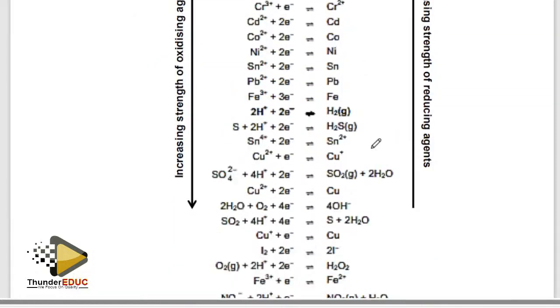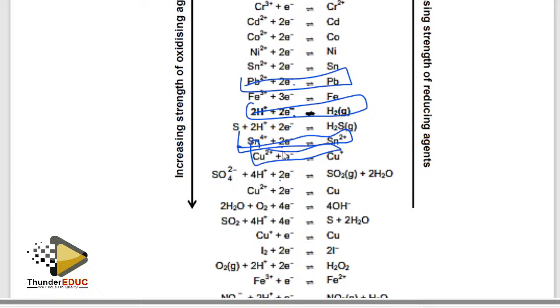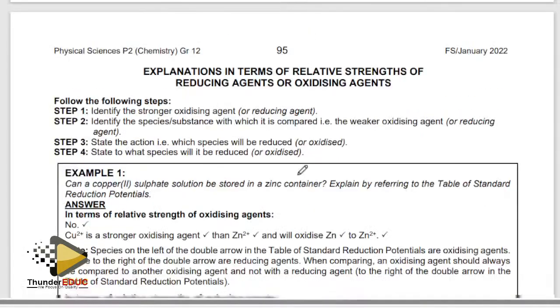For example, I have zinc, lead and hydrogen. It means that lead is more reactive than hydrogen. I have copper, and then copper is more reactive than... I have tin. Tin is more reactive than copper. So the one which is on top is more reactive than the one which is on the bottom. You understand? Therefore, the one which is on top is going to be oxidized. The one which is on the bottom is going to be reduced. So that's how you identify which one goes to the cathode and which one goes to the anode.